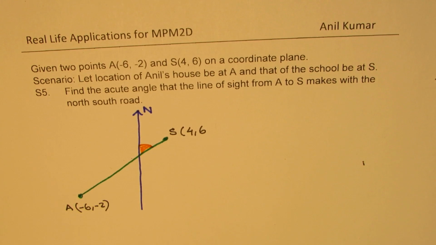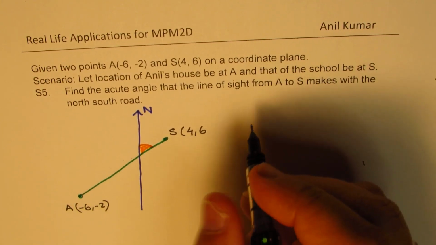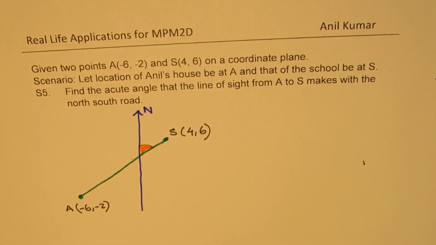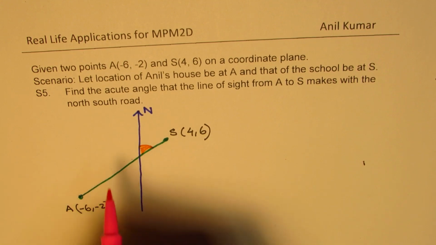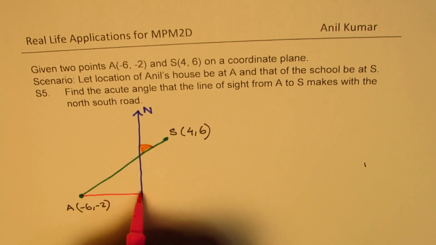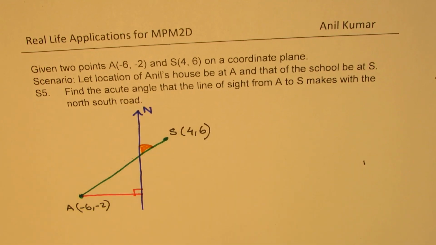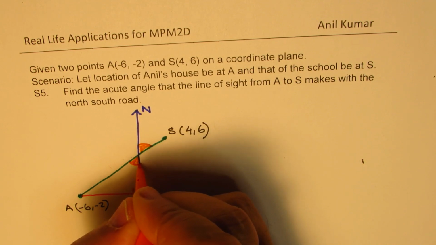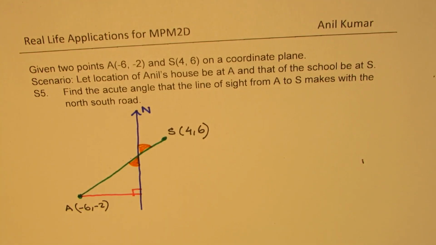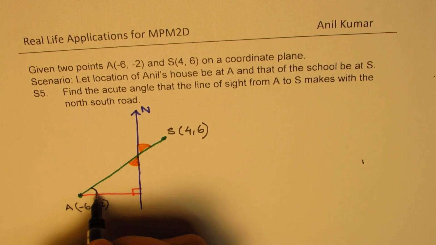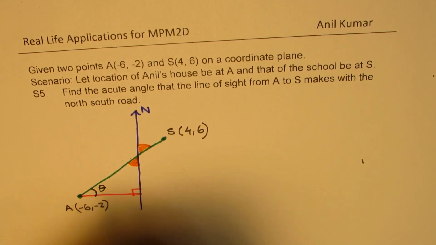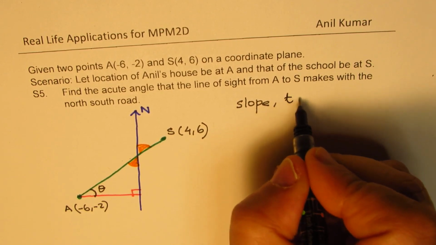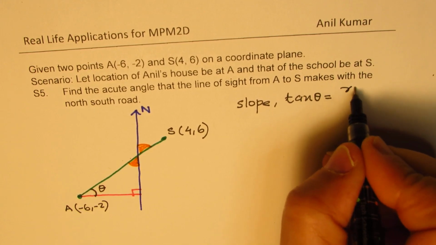How do you figure this out? Okay, so the idea here is that this is 90 minus the slope angle, right? So let's look at it from this perspective. Let's make this triangle, right? So this is a right angle triangle. We want to find what this angle is. Let this angle be theta. So we know slope is tan theta, that is rise over run.